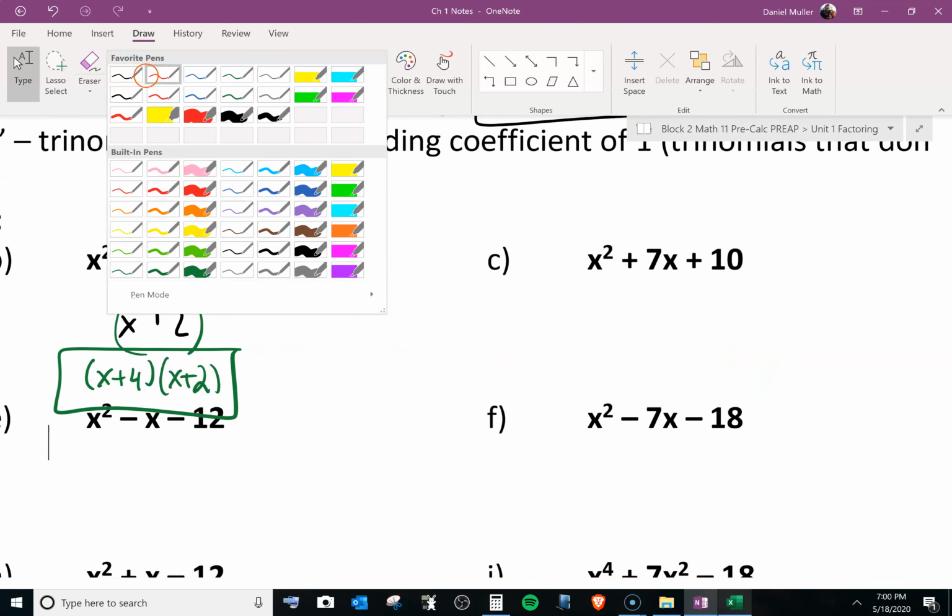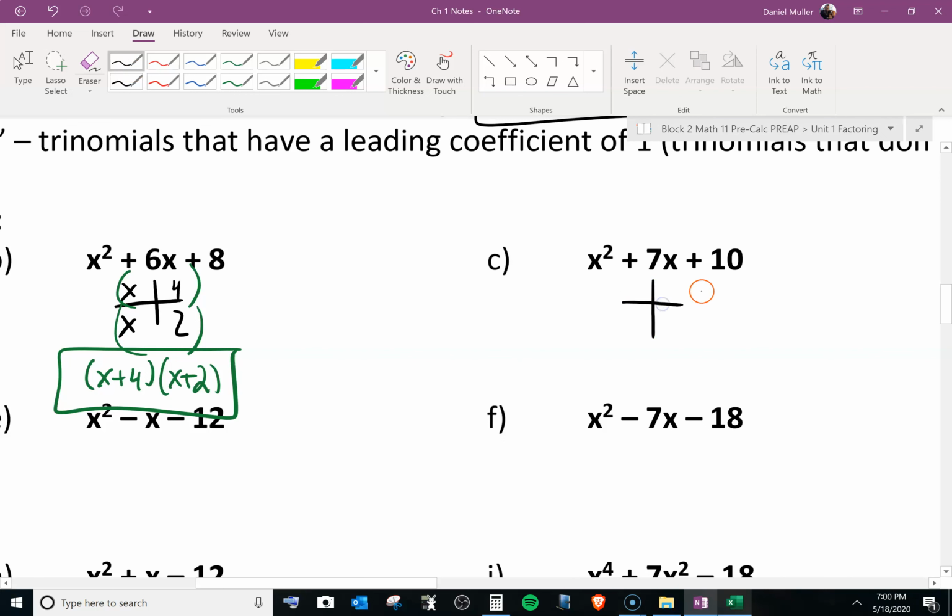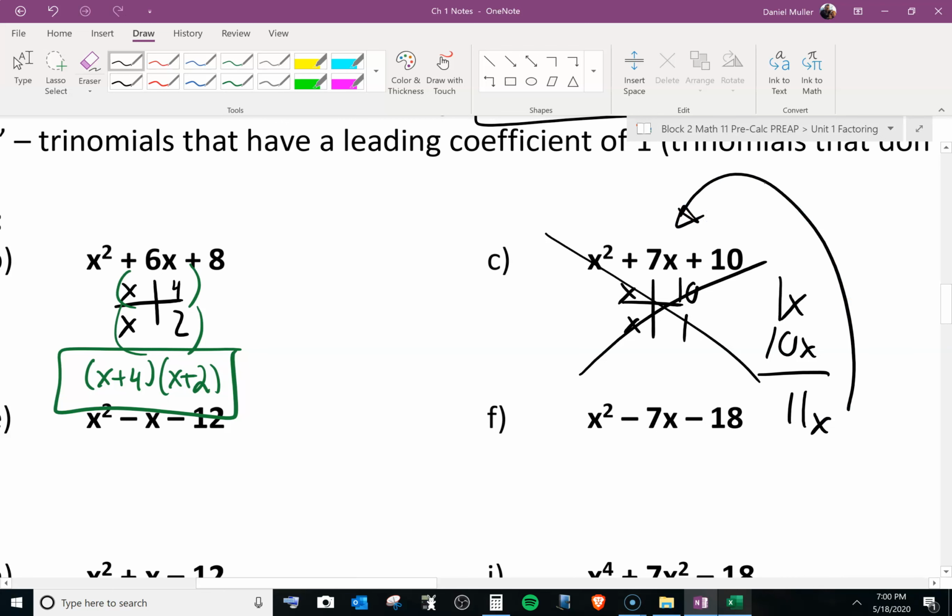Let's try again. And you're going to notice for a lot of these first ones, it's always x and x. X and x get me x squared. 10, what multiplies to 10? 2 and 5 are 10, and 1, so I'll do 10 and 1. This diagonal, 1 times x is 1x. This diagonal, x times 10 is 10x. 1x and 10x get me 11x. That is not what my middle term is. My middle term is 7.